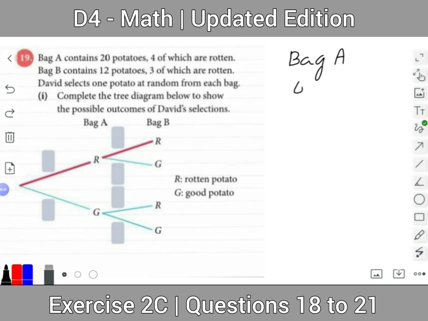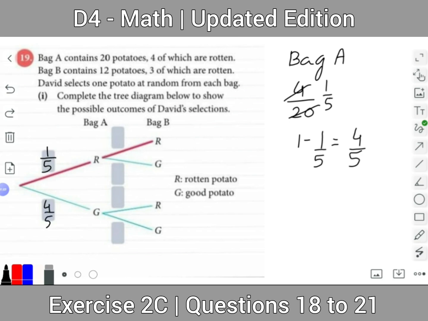number of rotten potatoes is 4 and the total number of potatoes is 20 in the bag A, so the probability will be 1 over 5 for the bag A for the rotten potato. And since the probability for the rotten potato is given, we can easily find out the probability for the good potato. So it will be 1 minus 1 over 5 and that will be equals to 4 over 5. So the probability for the good potato in the bag A will be 4 over 5.